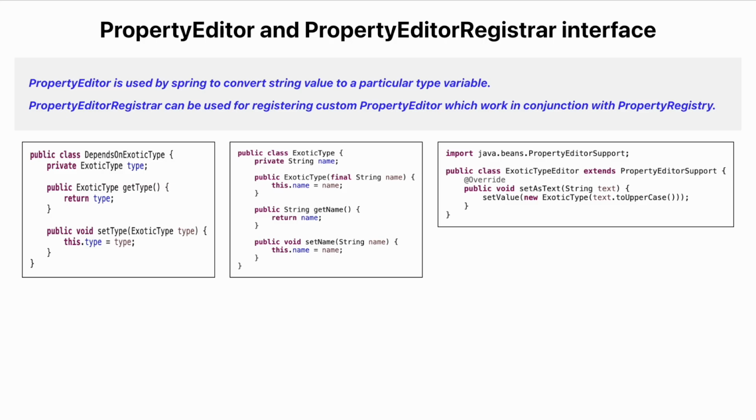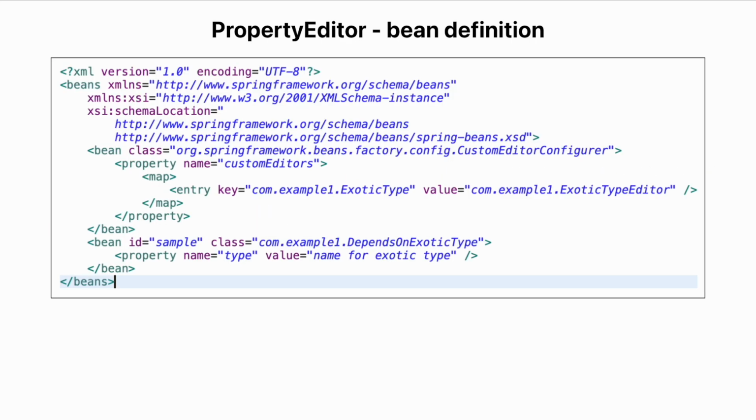For example, we have three classes: DependsOnExoticType, which has one property of type ExoticType, ExoticType, and ExoticTypeEditor, which extends PropertyEditorSupport. It overrides the setAsText method and provides the logic to convert a string value to an ExoticType value, which will be set into a DependsOnExoticType instance while being created. Now consider the bean definition XML, which defines the DependsOnExoticType bean. It also includes a bean definition for CustomEditorConfigurer, in which we add a map entry for ExoticTypeEditor. So when we create a DependsOnExoticType bean and pass a value for its ExoticType property, our registered editor will be used.